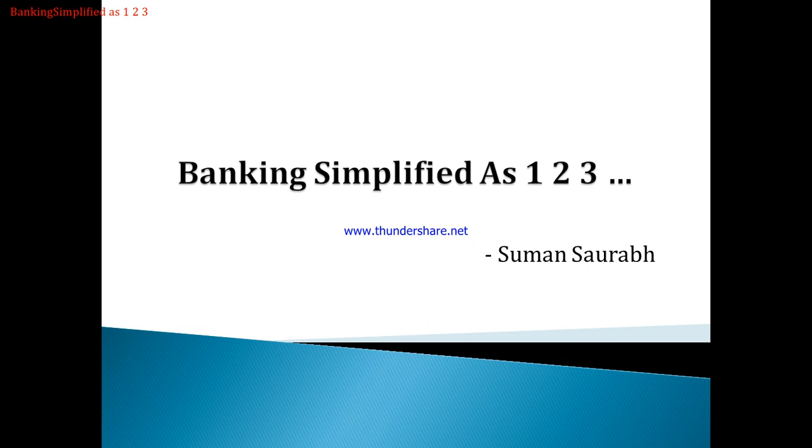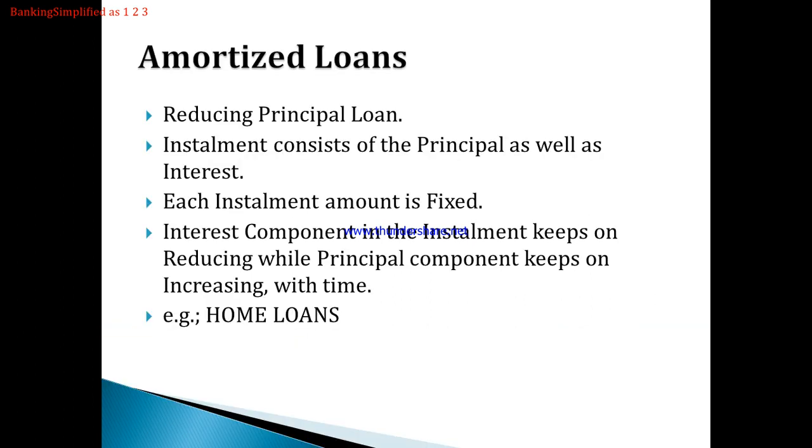I am Suman Saurav, and the topic that we are going to discuss as part of Banking Simplified today is amortized loans. So what is an amortized loan? It is also called a reducing principal loan. Each and every installment for this type of loan consists of principal as well as interest. Each installment amount is fixed. The interest component in the installment keeps on reducing while the principal component keeps on increasing with time. And the best example of an amortized loan is a home loan.